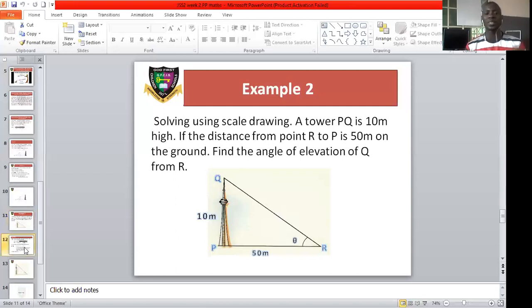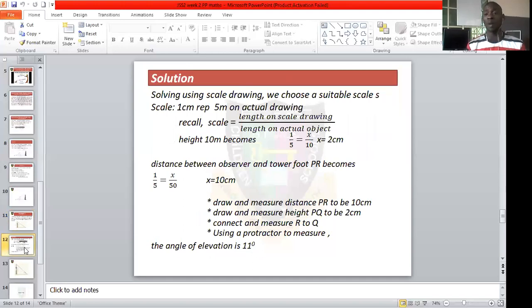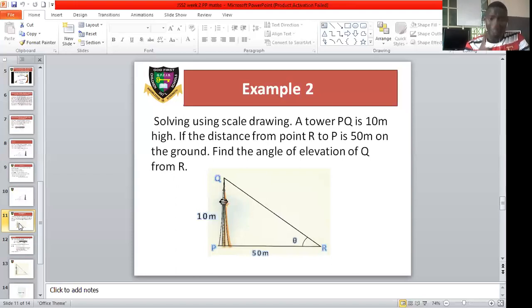We choose a scale of 1 centimeter to represent 5 meters on the actual drawing. That is on the height. I will represent every 5 meters on the actual drawing by 1 centimeter on my scale drawing, in case I want to sketch it on paper. This is 10 meters now, but 5 meters of it I will represent by 1 centimeter on my paper using my ruler. And the distance, I will represent every 5 meters by 1 centimeter on my paper using my ruler. So how do you arrive at that?